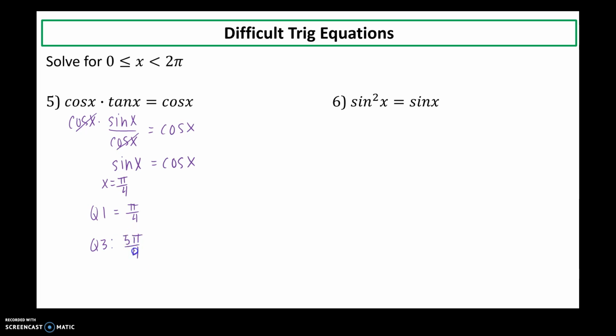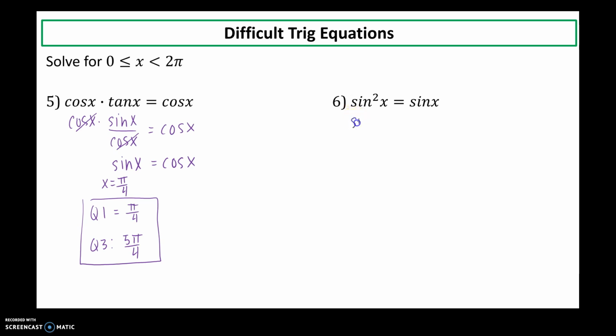So 5 pi/4 is my second answer. Okay, so both of these answers are where the sine equals the cosine. Q1, both are positive. Q3, both are negative values.